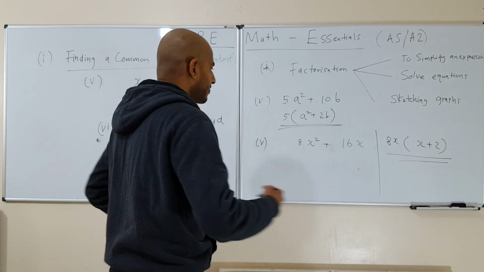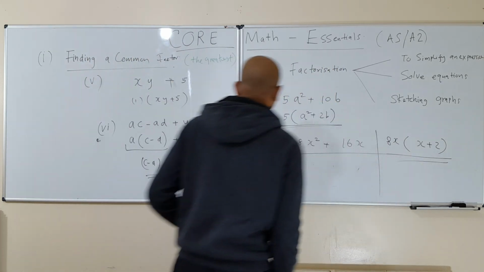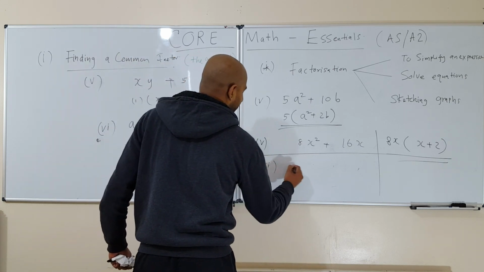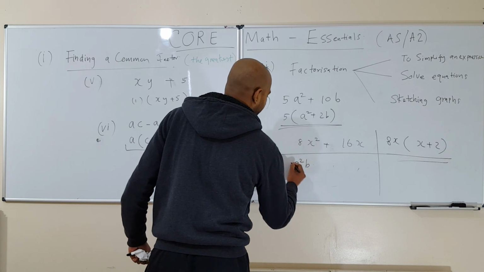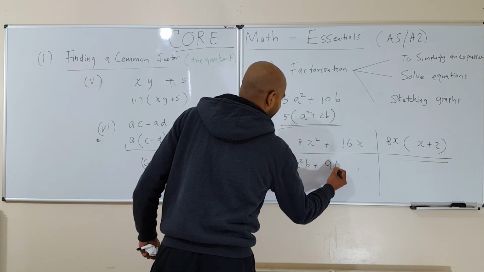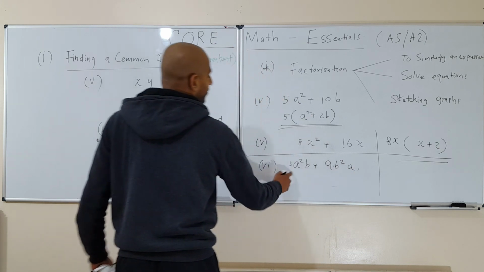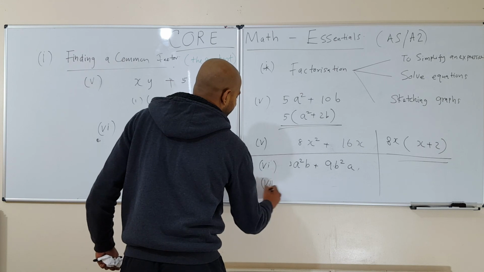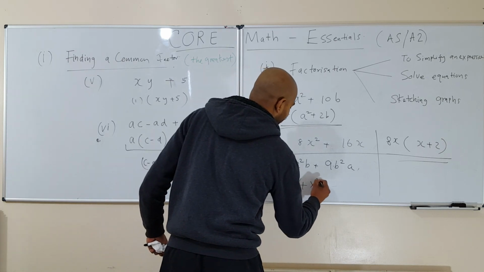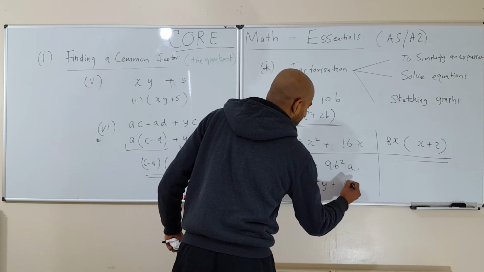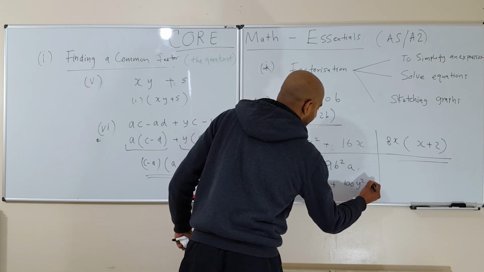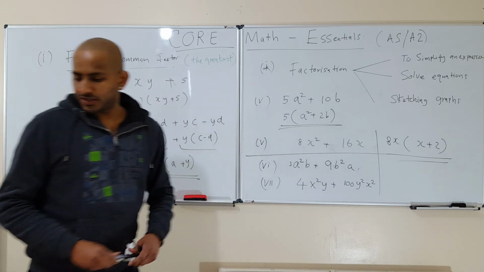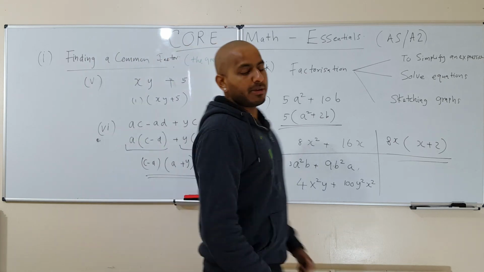Alright, so let me give you a question. Try this one in your own free time, or after watching this. 3a squared b plus 9b squared a. Try this one yourself. Try these two questions. Alright, I think that's enough for the time being for the first method.